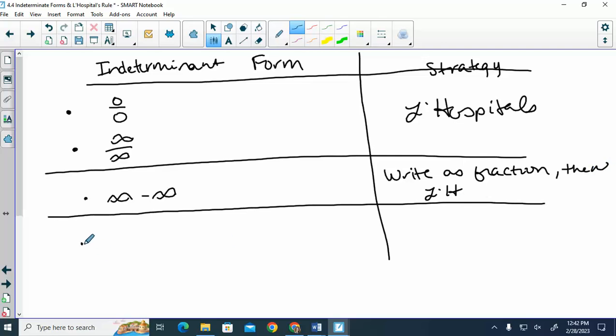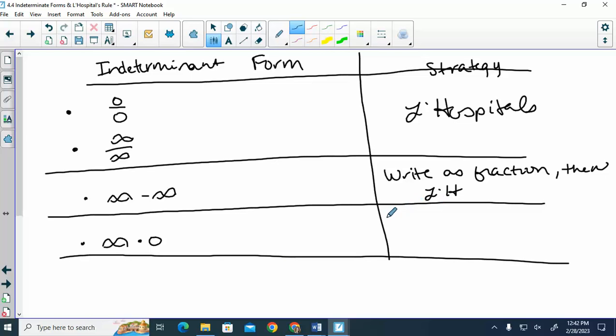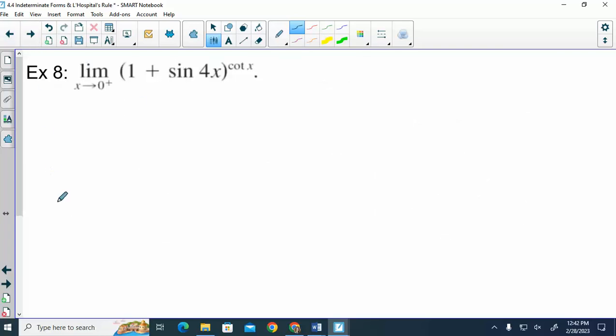All right, what was the other indeterminate form we had yesterday? 3 times. Infinity times 0. Okay, so this one we had to write as a fraction as well. We do that by putting the reciprocal of one of them on the bottom. Then once it's 0 over 0 or infinity over infinity, we can do L'Hopital's. All right, but there are more.